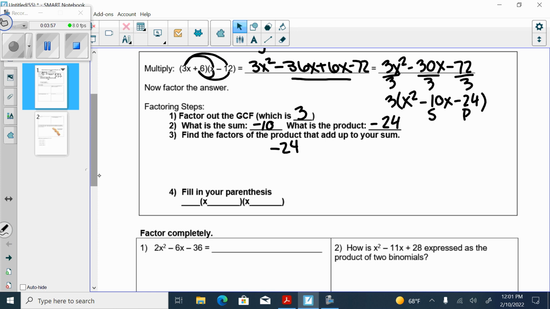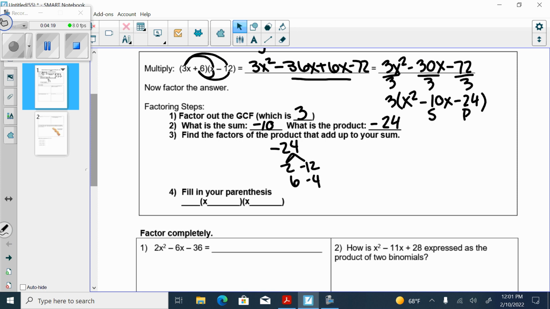So what we did last time is we would just look at that number and try and break it down. Just try and come up with some things that multiply to give us negative 24. So what do we think? What would multiply to give us negative 24? 2 and negative 12. 2 and negative 12. Okay, I also heard somebody say something else. 6 and negative 4. Okay.